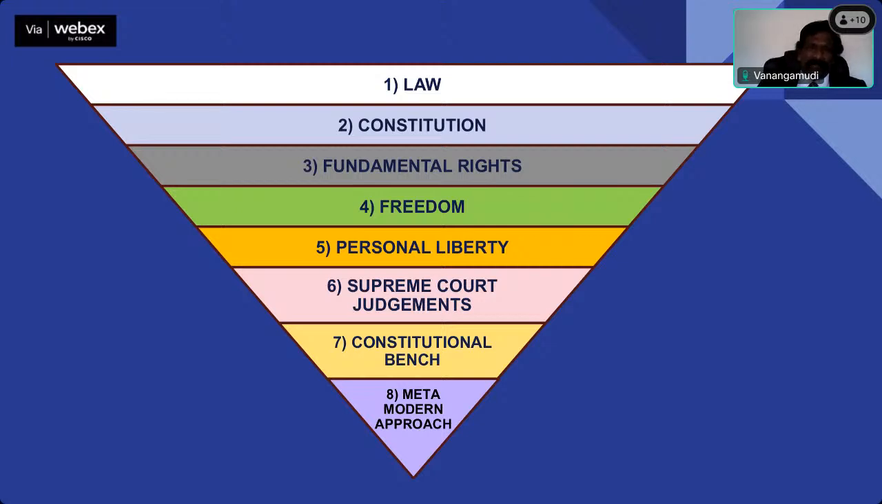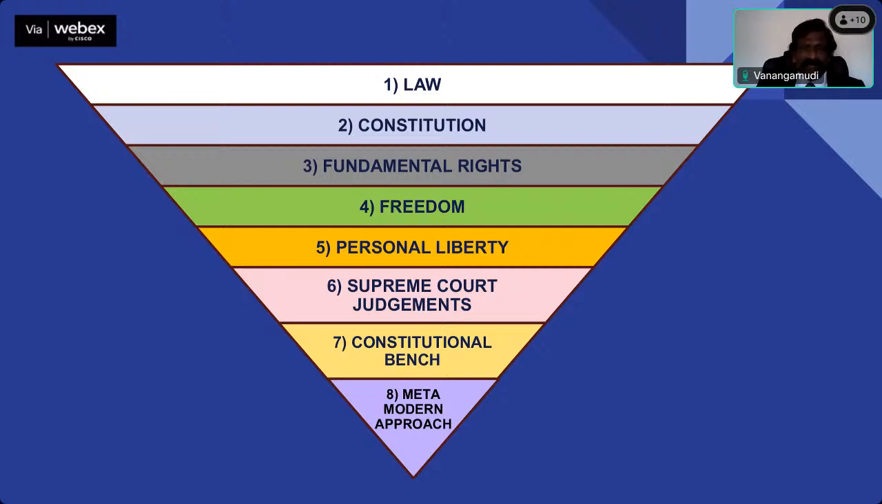In the preamble, only the concept of liberty is addressed: liberty of thought, expression, belief, faith, and worship. So when we talk about liberty, even the preamble contemplates only five things. Don't ask me whether there is anything beyond the five things, because there are certain things which are beyond them.